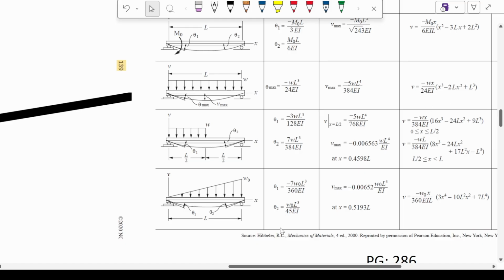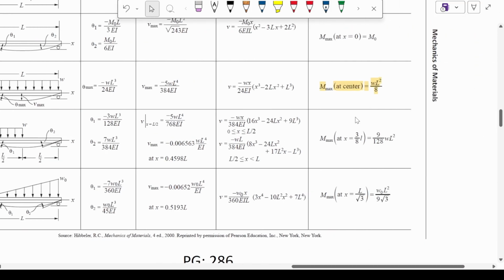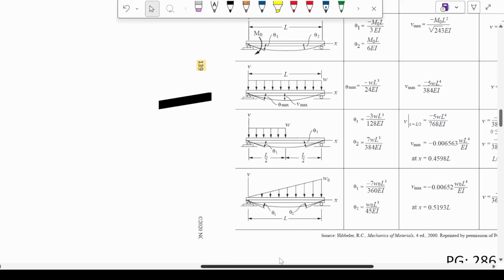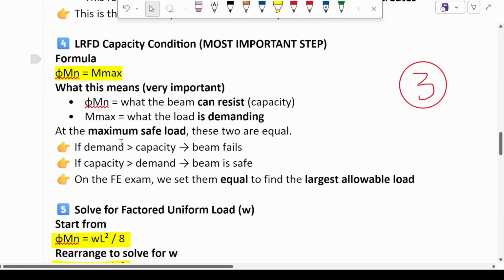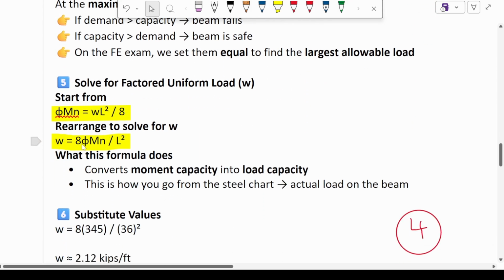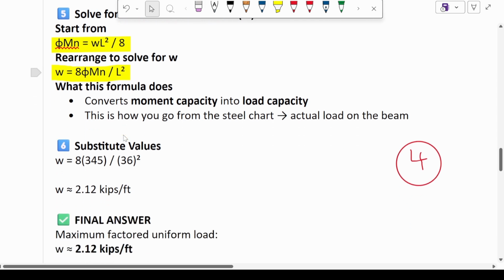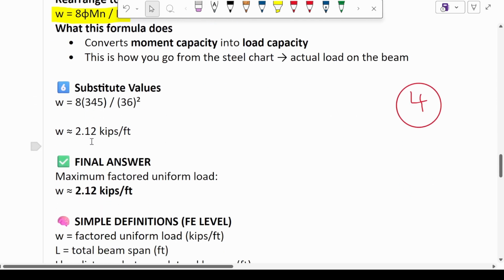So for this one, the maximum moment is given by Mmax is equal to WL squared by 8. Simply put, WL squared by 8 will be equal to φMn. So using this data, φMn is equal to WL squared by 8. Rewrite the W value: W is equal to φMn times 8 divided by L squared. So φMn, we already got from the graph as 345. L squared is 36 squared. Once you substitute these values, you will get the W value as 2.12 kips per foot.